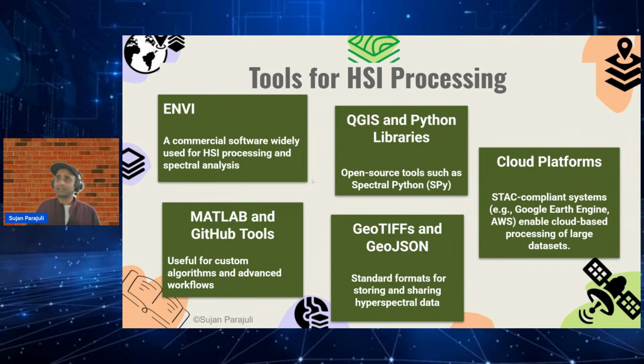Most of the time we use QGIS, Python libraries, and cloud platforms. ENVI is another remote sensing software, mostly used for raster data analysis. ArcGIS is good for GIS, but it's not that good for raster processing, whereas ENVI is very good for raster processing. GeoTIFF and GeoJSON are used for storing that information, and it's easier to read and extract the information from those file formats.